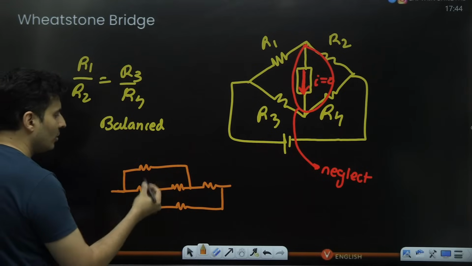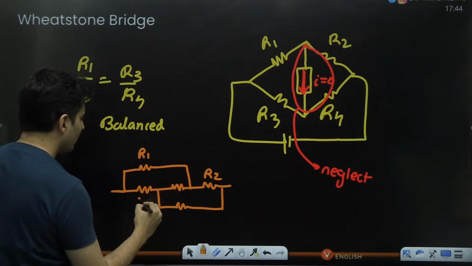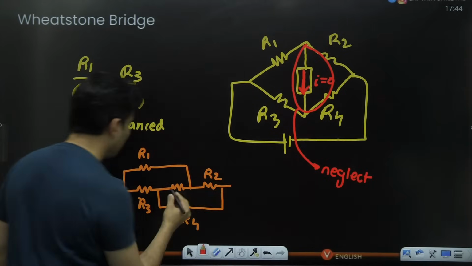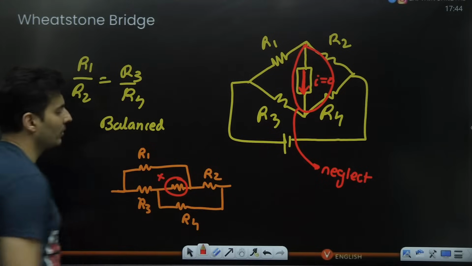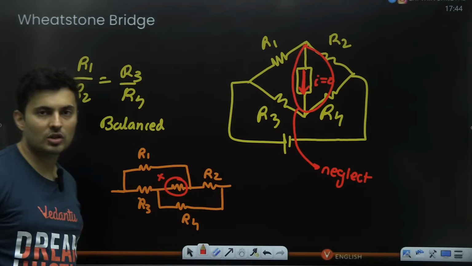A lot of people do not realize this is R1, this is R2, this is basically your R3, and this is R4, and this is that middle part which you can completely ignore. Yeah, so this is also a disguised way of looking at Wheatstone's bridge.